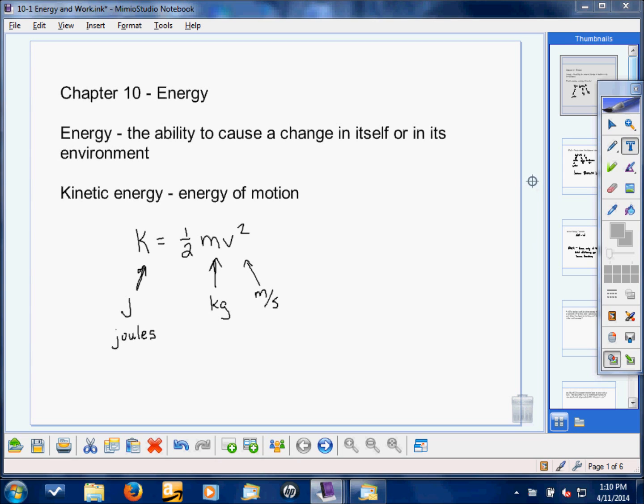All right, so yesterday we started chapter 10 on energy, and I explained how energy is anything that has the ability to cause a change in itself or its environment. So many different things will contain energy as long as they can cause a change. We began introducing kinetic energy, the energy of motion. Most of you have heard of that before. Kinetic energy is measured in joules, and all energy is measured in joules. The calculation is 1/2 times mass times the square of velocity.